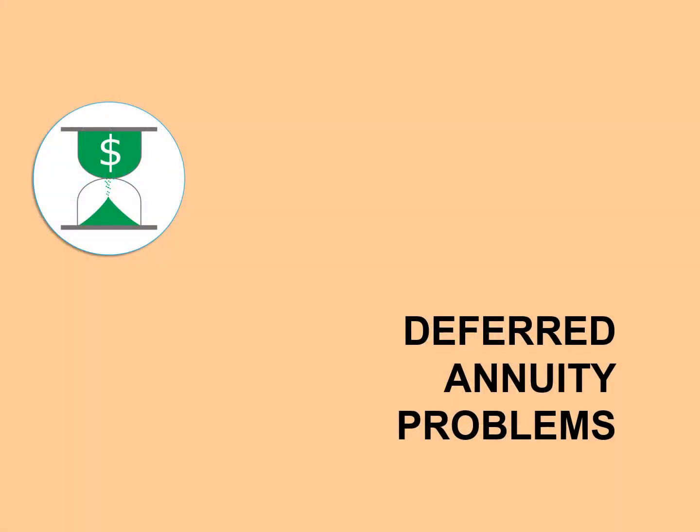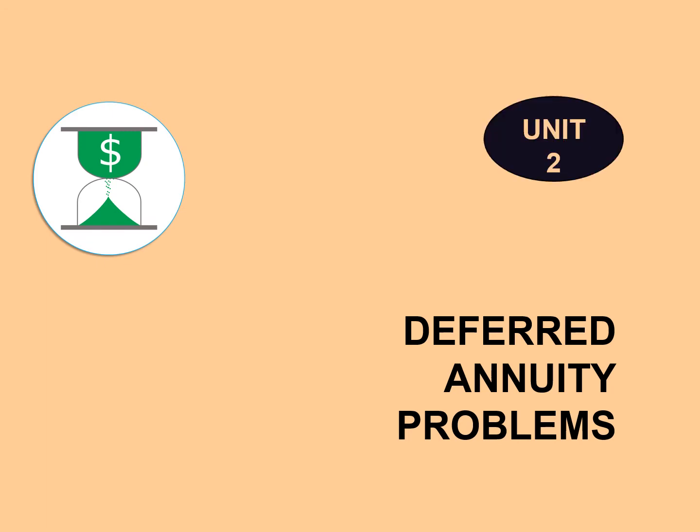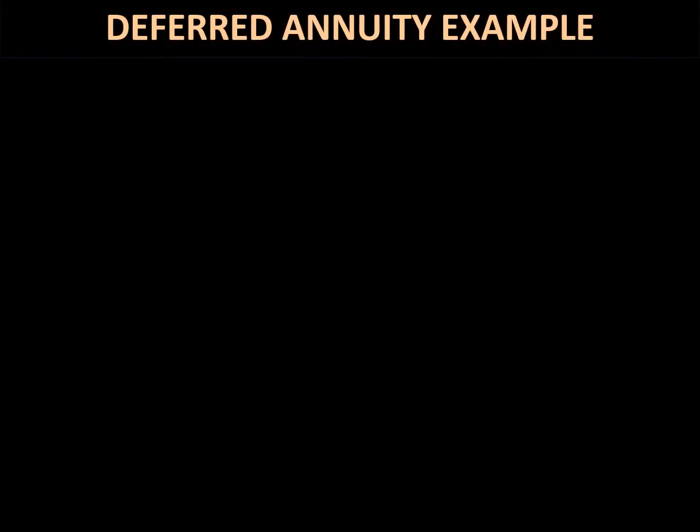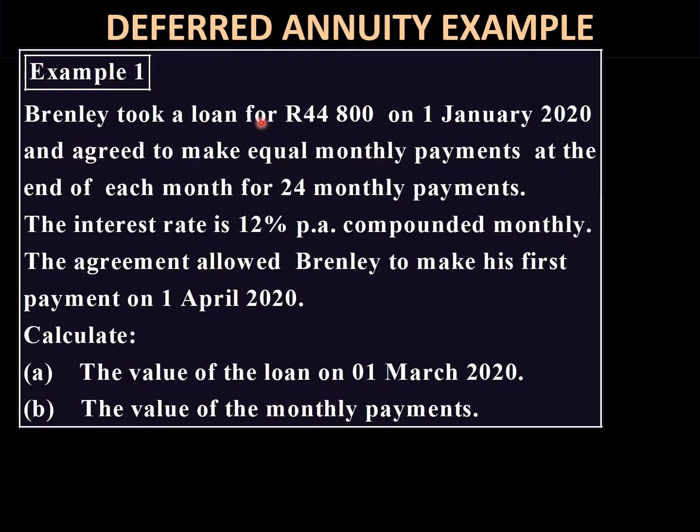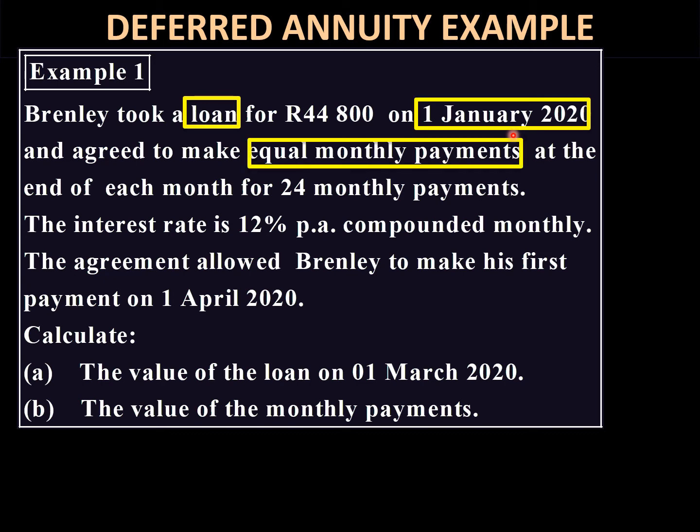Now let's start applying these concepts of deferred and missed payments, and we're going to have 2 problems on deferred annuities. Let us consider the first example. Granny took a loan for 44,800 Rand. He took it out on the 1st of January 2020. He takes the loan on the 1st of January, and he's going to make equal payments at the end of each month.